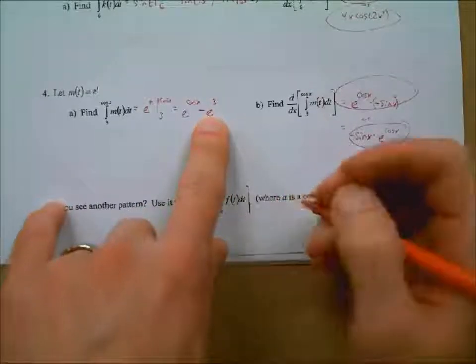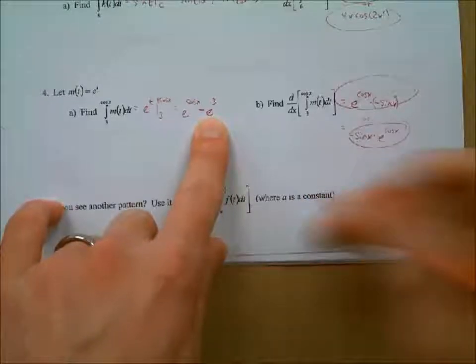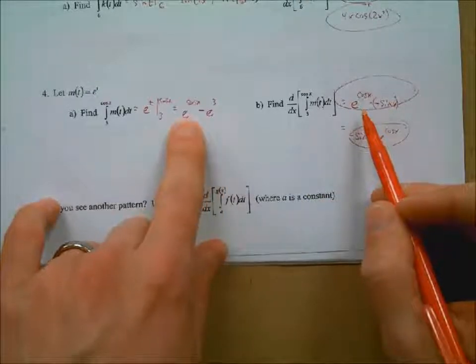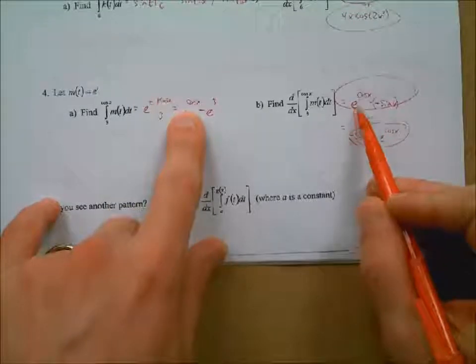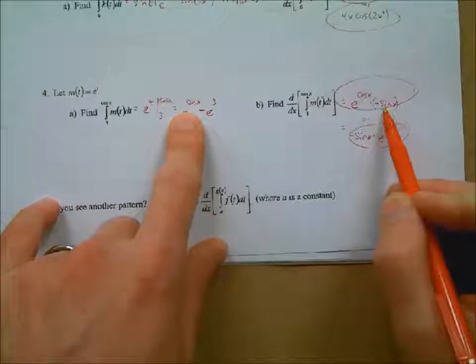Constant. So its derivative will be 0. So we end up with just taking the derivative of e to the cosine x. Again, chain rule applies. The derivative of e to the something is e to that something times the derivative of something, negative sine of x. So you get this.